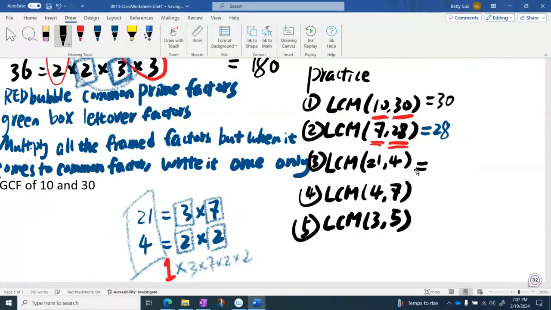People remember 1 very clearly. Co-prime, GCF is 1, but LCM is not. LCM of two numbers, when they are co-prime, is their multiplication. We multiply 21 by 4, we have 84. In this case, 4 and 7 are co-prime, so their LCM is their multiplication. 4 times 7, 28. 3 and 5 are co-prime, so their least common multiple is their multiplication. 3 times 5, 15.